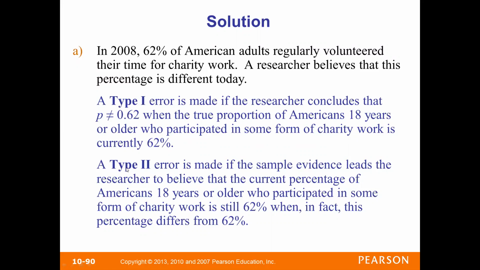A type 2 error is made if the actual percentage has changed and we conclude that it has not. So if in actuality it's not 62%, and we say there's no evidence to say it's not 62, then we've made a type 2 error. We've failed to reject a false null hypothesis.